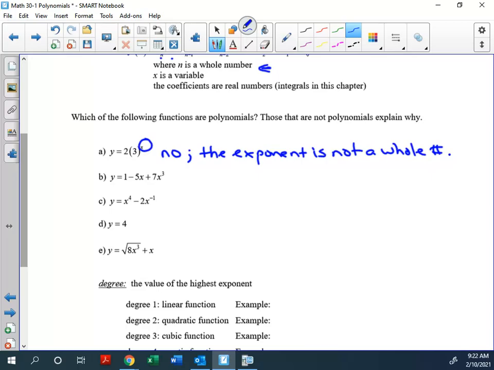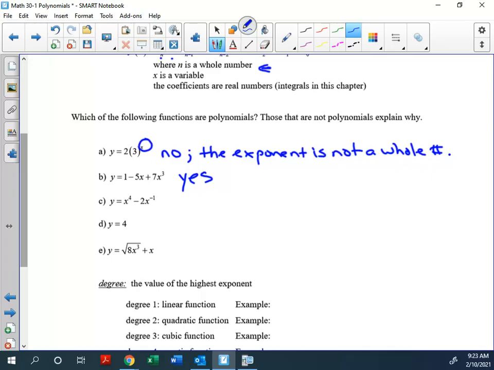B, is this a polynomial function? Well, I take a look. I've got nice coefficients. Base to an exponent, is my base an x? Yes. Are my exponents whole numbers? Yes. That is a polynomial function. That's what we're looking at: a base with an exponent, the base is a variable, and the exponent is a whole number.